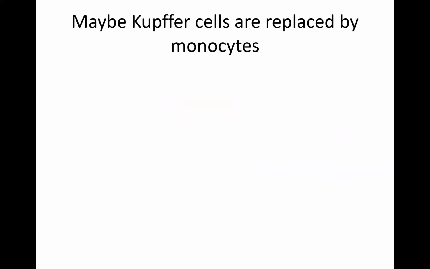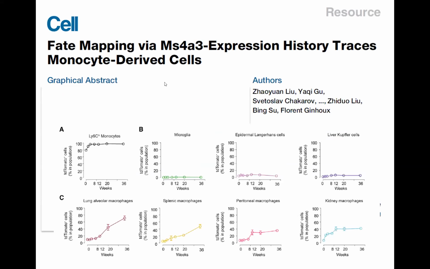Now, you may say, well, hold on a second. This is just monocytes coming in. And so you're looking at monocytes. You're not looking at the Kupffer cells. Well, it's a good point made by all three reviewers. And so we went back and we collaborated with Florent Ginhoux, and we used this MS4A3 mice. And what this mouse does is it tells you, is the macrophage in a tissue of fetal origin, or has it been made from a monocyte?